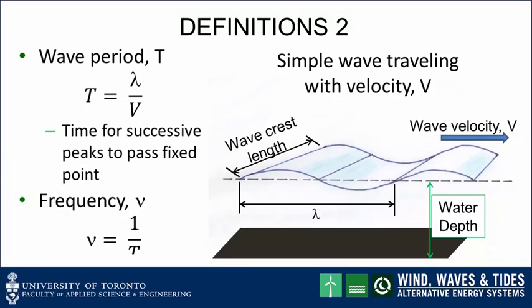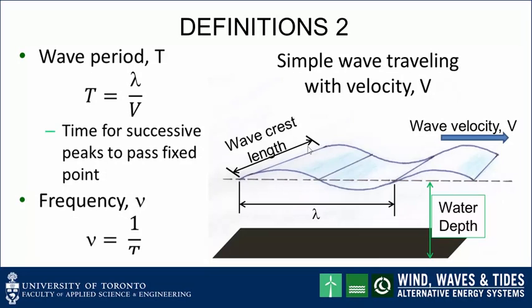Continuing with the definitions, this illustration shows a simple wave traveling with velocity v. So we've added a third dimension to the wave. And let me call your attention to a very important dimension here, which we'll make reference to extensively. That is the wave crest length. So normally it's the third dimension. It's the dimension of the wave into the plane. Typically we're looking at a cross-section of a wave.